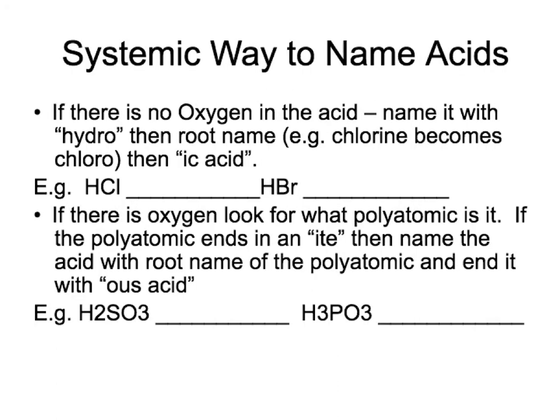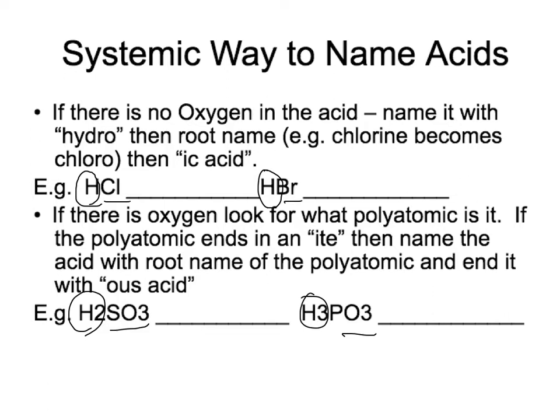Now, the systematic way to name acids is this. If there's no oxygen in the acid, now I should hold off and tell you very simplistically what an acid is. An acid is something where you have a hydrogen and then something else. Okay, hydrogen, then something else, hydrogen, then something else. So that's a very simplistic way to look at it, but we'll delve into acids later too.